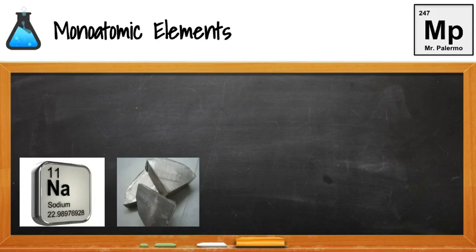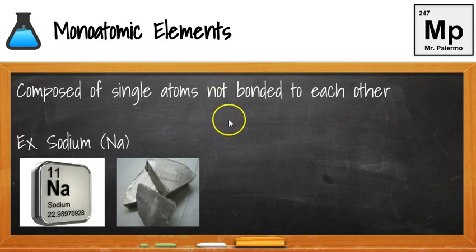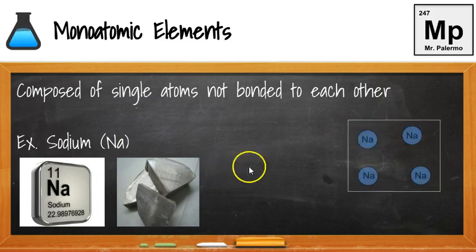We have different types of elements. We have monoatomic. Mono means one. Atomic means atom, so one atom elements, meaning they're composed of a single atom that's not bonded to its neighbor. An example would be sodium metal on the periodic table. If I took a sample of sodium metal and zoomed in to look at it, I would see all of the same type of atoms, because it's an element, and see how they're not connected. They're not chemically bonded together. So they're single atoms, monoatomic elements.